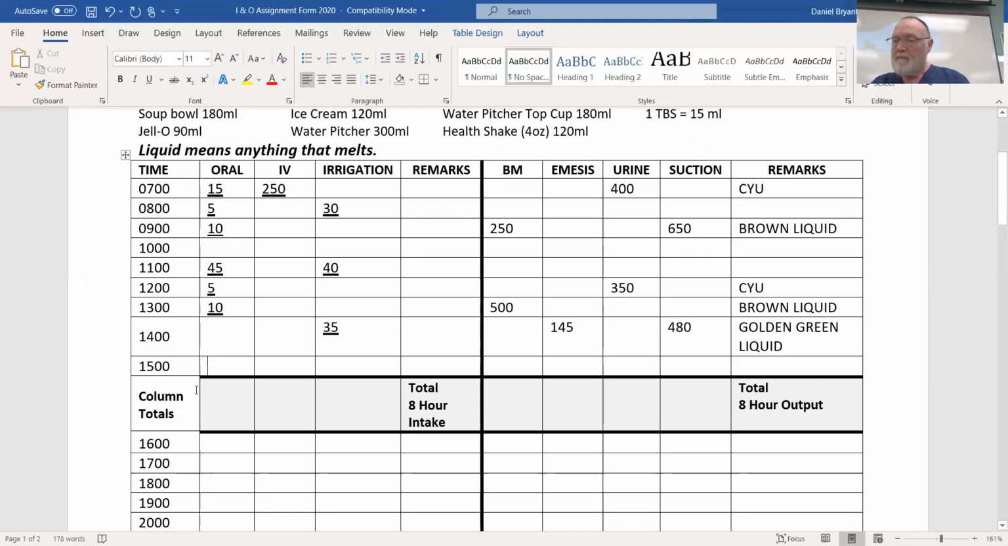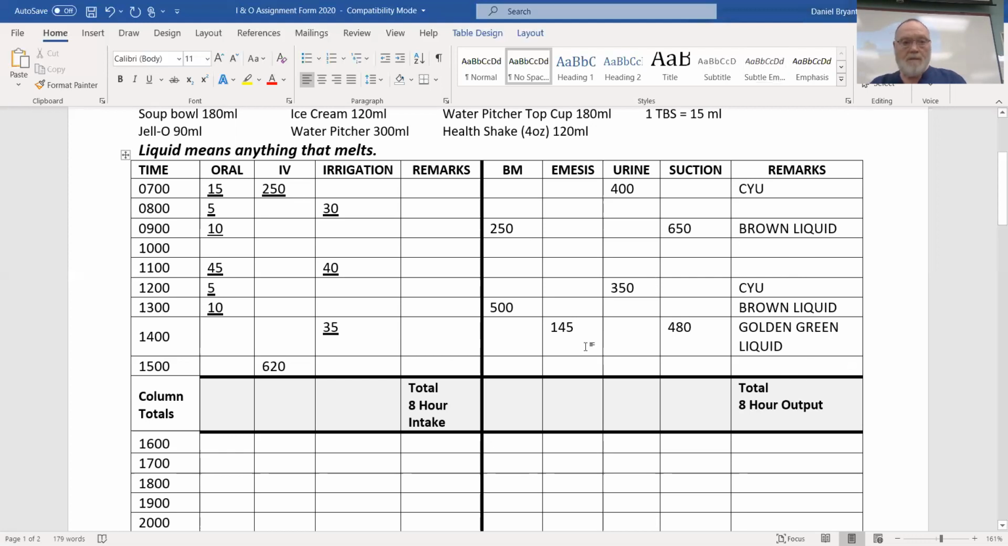1500, we record the last IV fluid, 620. That's what he's used in our shift. And we do our totaling. Total each column as well as totaling that shift's total intake and output by adding the entire intake for 8 hours under the 8-hour intake total line, and all of the output for your 8 hours under the 8-hour output total line. You let the oncoming nurse know how much IV fluid is in the bag when you did your final count.